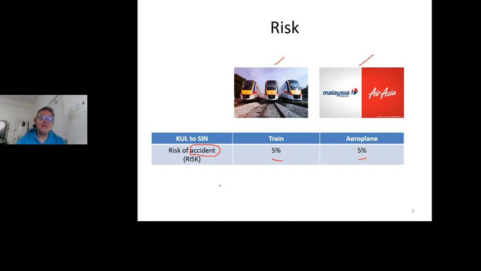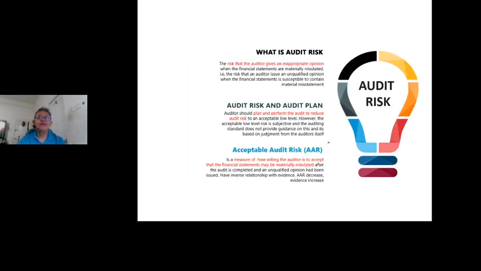So in financial statements, what is risk? It is the risk of material misstatement, the risk that your financial statement has a mistake. That is what we call risk in audit. So let's go to audit risk. What is audit risk? It is the risk that the auditor gives an inappropriate opinion, meaning the auditor makes a wrong opinion.